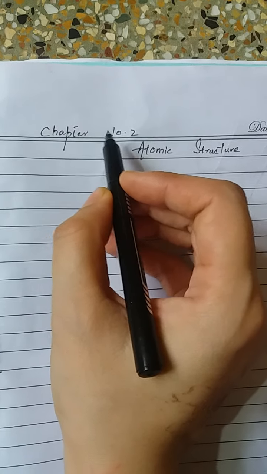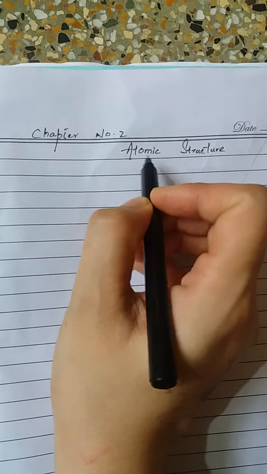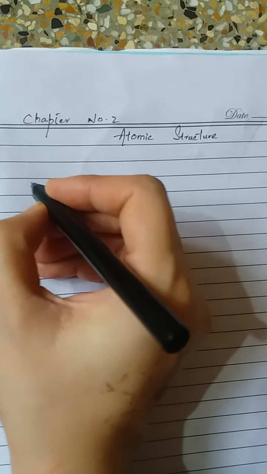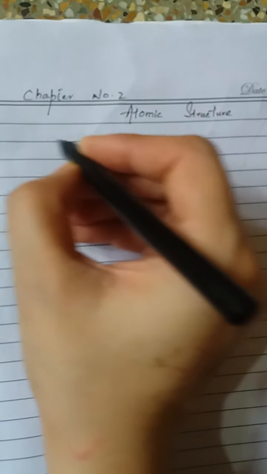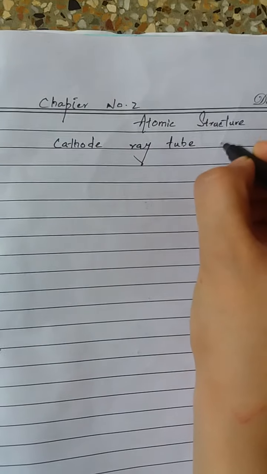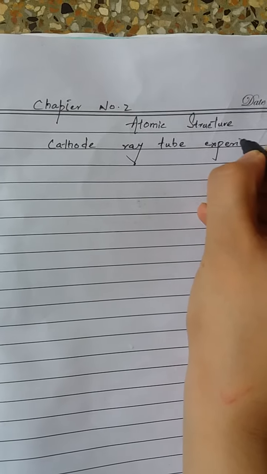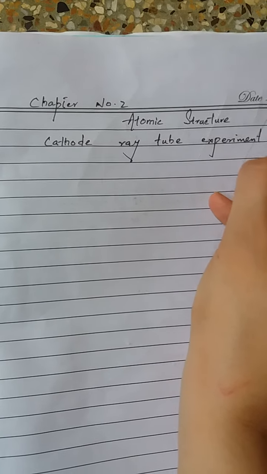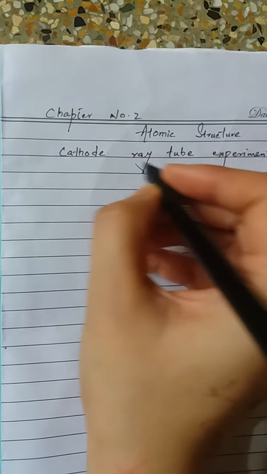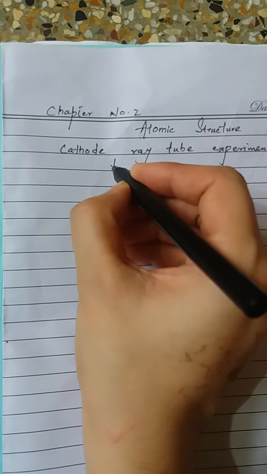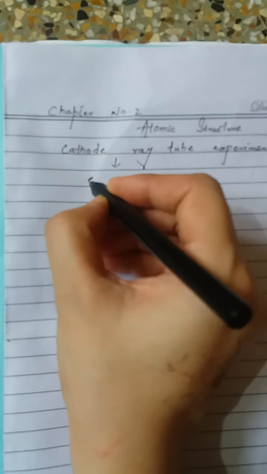Today we start chapter number 2, atomic structure. Our first topic of this chapter is cathode ray tube experiment or discharge tube experiment. This cathode ray tube experiment discovered the electron.